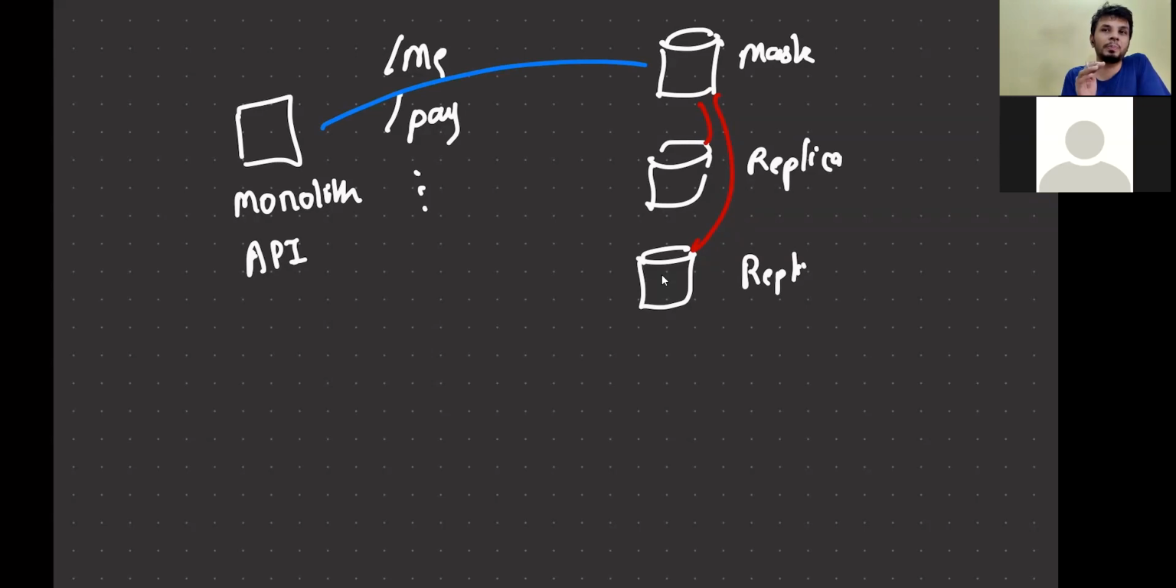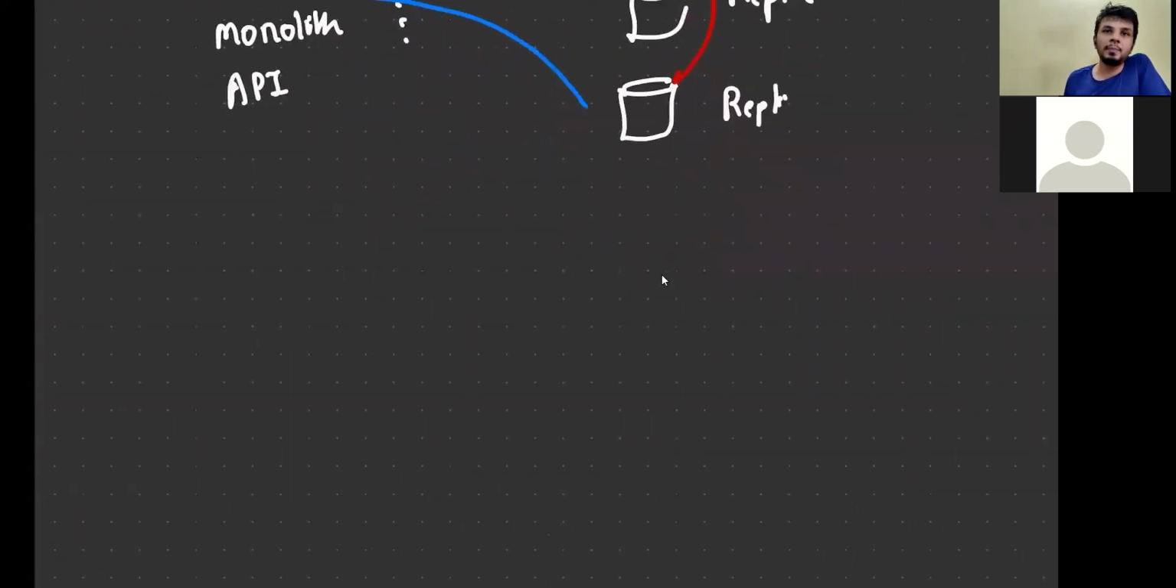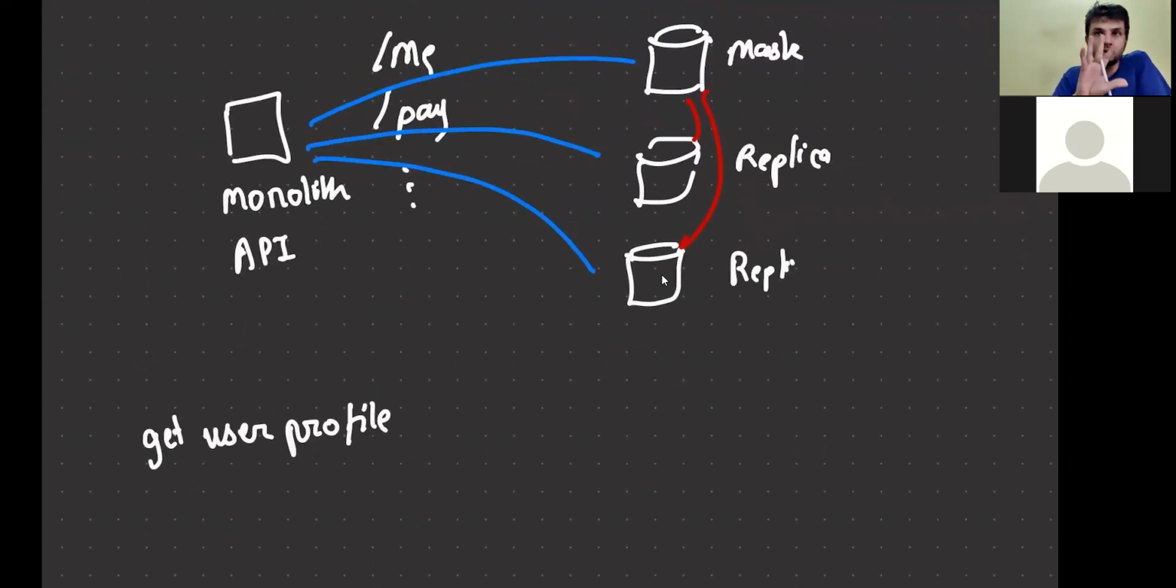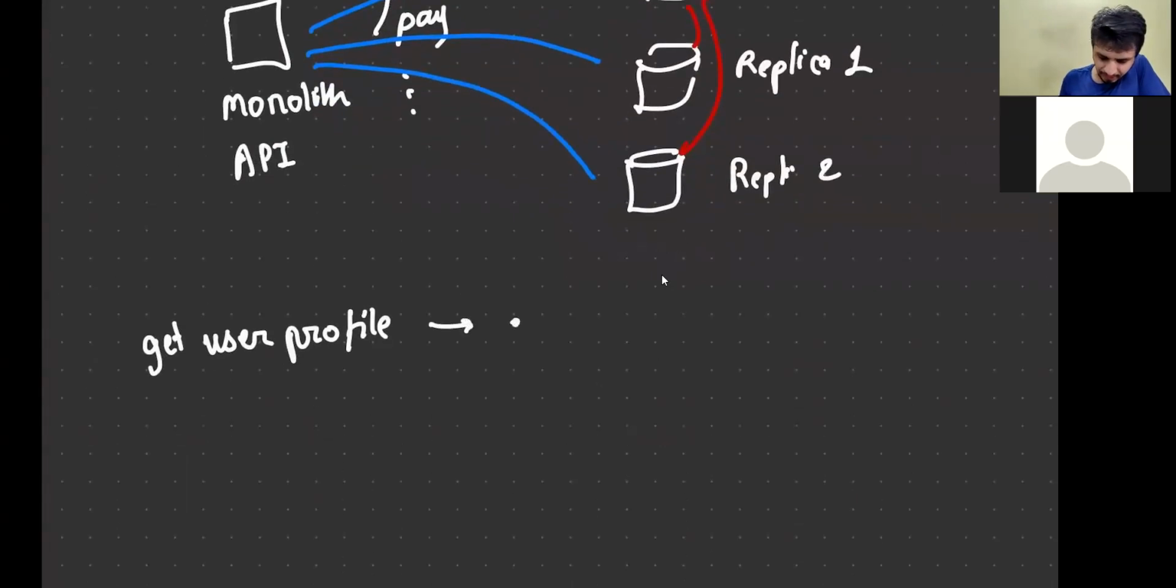So my monolith API would know what all databases exist, and it would make connections to those databases and fire the queries. For example, if I want to get user profile information, my monolith API would know this is a user profile request, and it would make the query to one of the replicas and get the result, and not trouble the master, because the master is there to take all the writes.